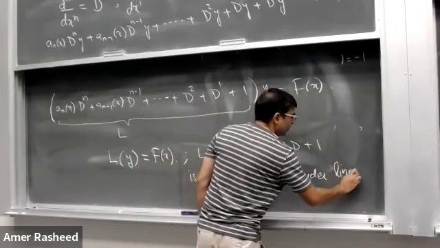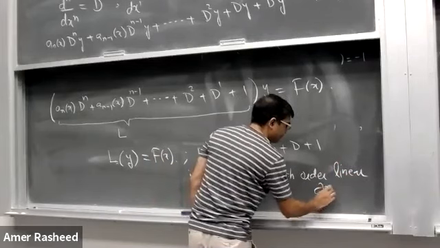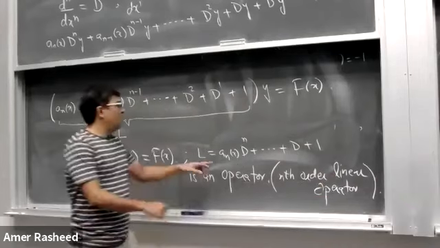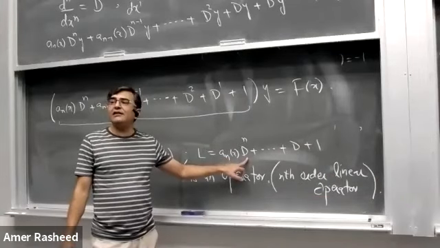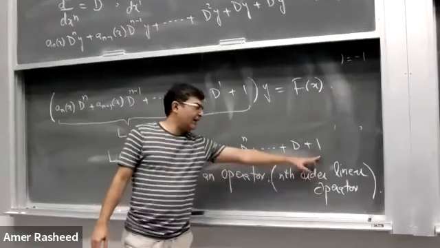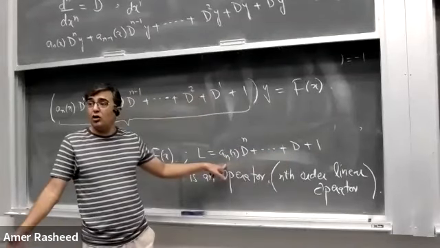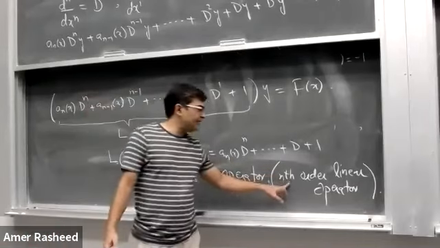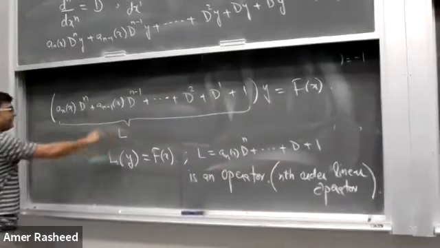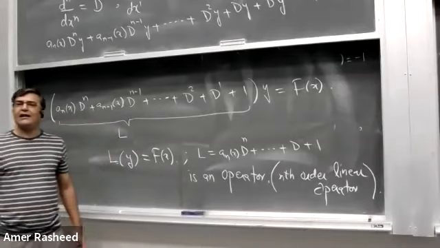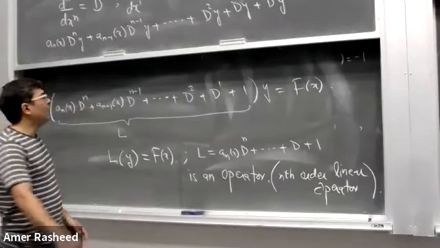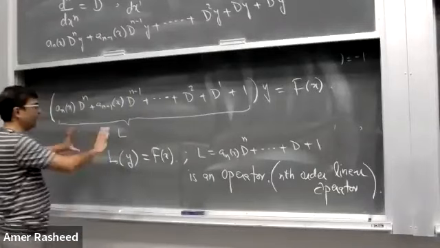What is the highest order derivative involved in this? N. That's why we call it nth order. And this is linear because there is no non-linearity here. So it is nth order linear operator. Okay. So this is how we define operators. There are linear as well as non-linear operators we can define. But for the time being, this is a linear operator.